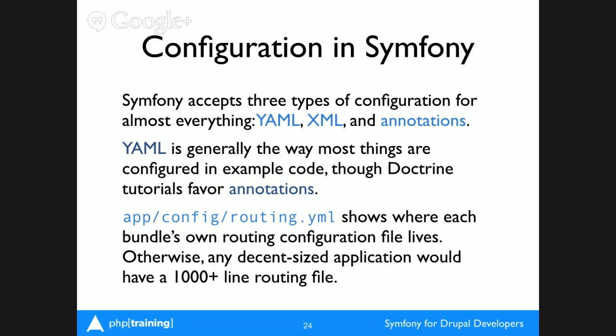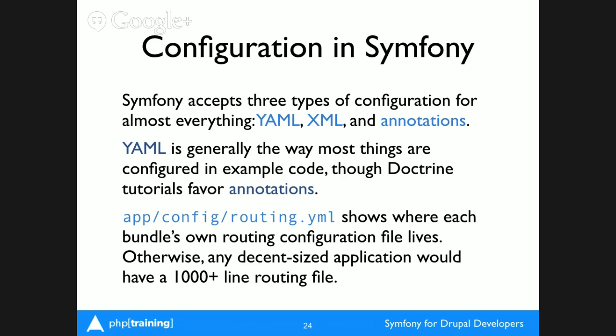Generally, most times you see examples, especially for new stuff, they're going to just give the YAML version, except Doctrine, the data layer. They seem to favor annotations as their chief default way to do things, so I'm going to follow that in this presentation. So overall, app/config/routing.yml shows where each bundle's own routing configuration file is. All you have basically there is just a bunch of pointers to your bundle's configuration files for their own routing.